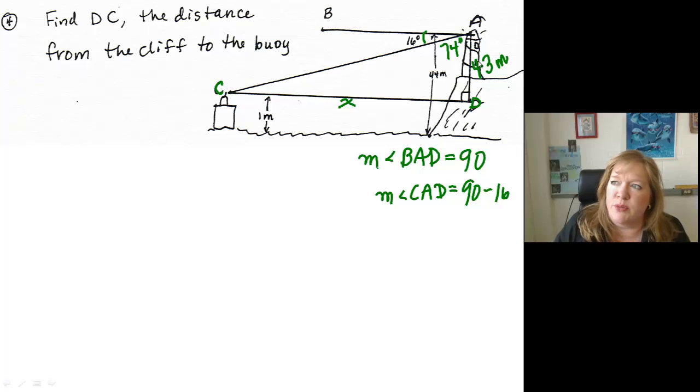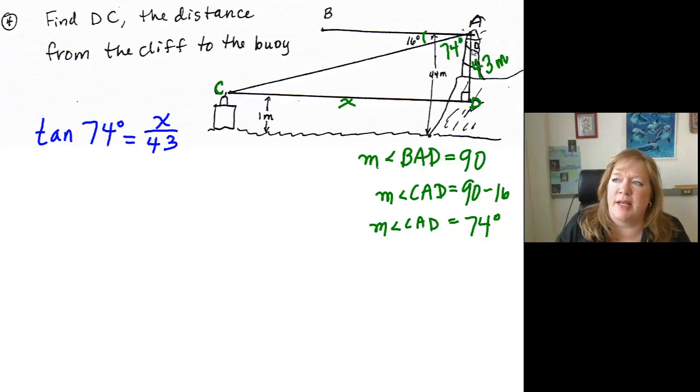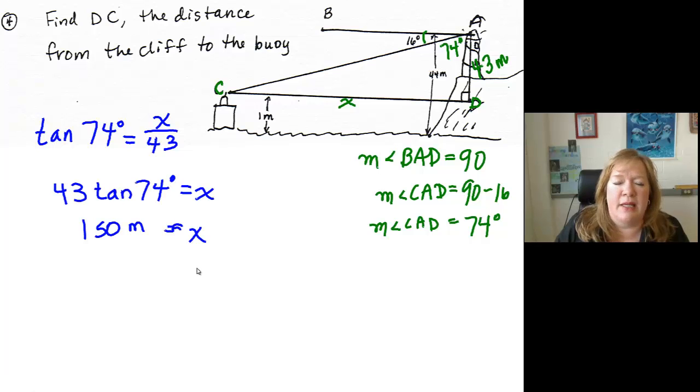Either way works. The reason I picked this one is because when I do the tangent, which I've got the two legs, x and 43, I wanted the number on the bottom. But you can use either angle and you will end up with the same answer. So if I look at this, CAD is 74. So I'm setting up my equation. Tangent of 74, this is the opposite leg, this is the adjacent leg, so it's x over 43. Multiply both sides by 43, bada boom, bada bing. You get approximately 150 meters.